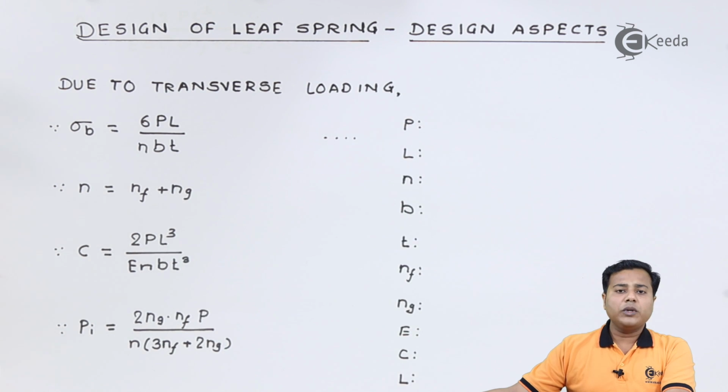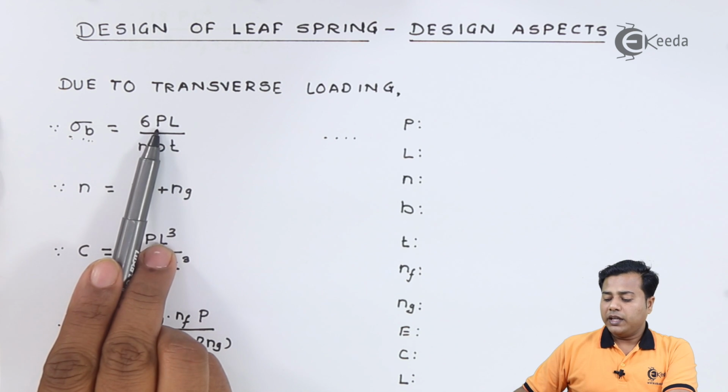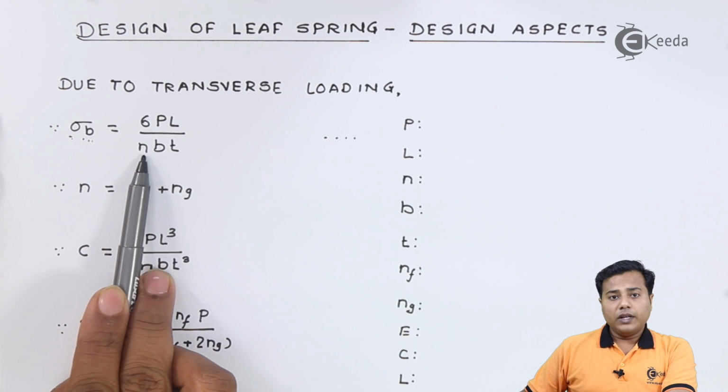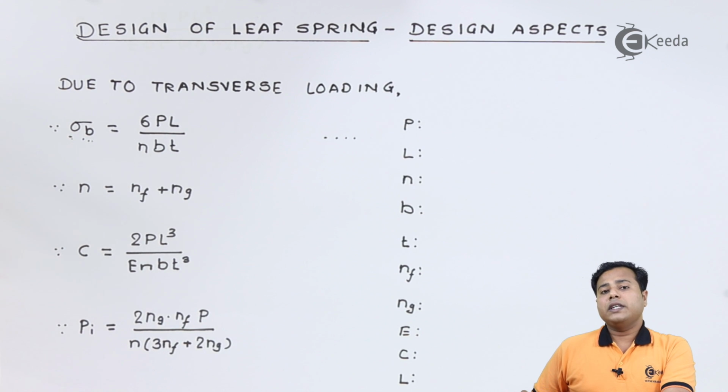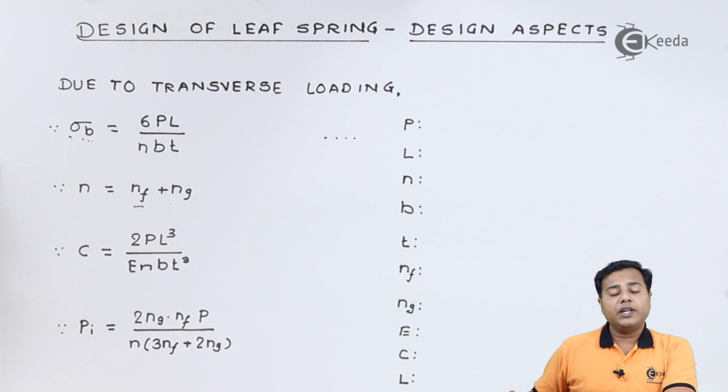So these are the 4 formulae which we are going to use for this particular numerical, and accordingly the terminologies are mentioned. This is the bending stress based on the load acting, the length, the number of leaves. The total number of leaves is of course the addition of graduated number of leaves, the master leaf, and the full length leaf. So in that case, the full length leaves plus graduated leaves numbers are collected to find the total number of leaves.